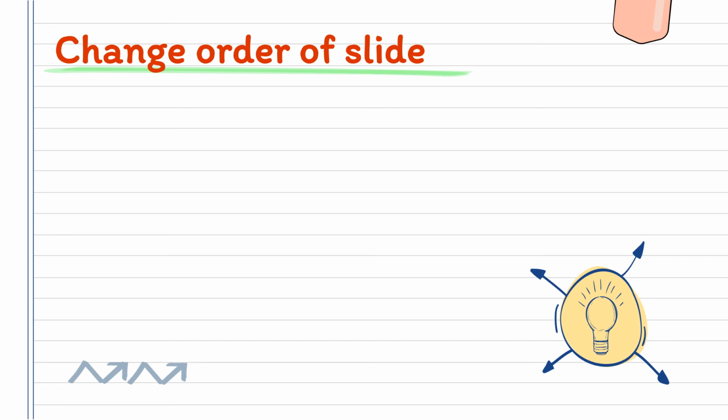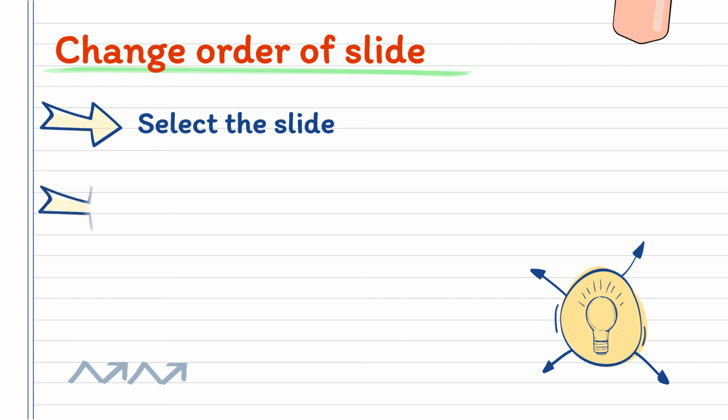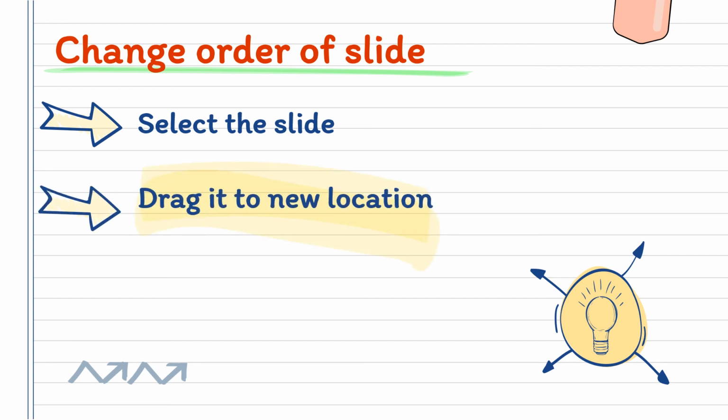How we can change the order of slides? We can change the order of slides by selecting the slide again either in normal view or slide sorter view. These are the two views in which you can delete or change the order of slides. Then drag the slide to a desired location, either before or after or left and right. You can move the slides to the left or to the right or up or down, and you can change the order by dragging the slide to a new location.